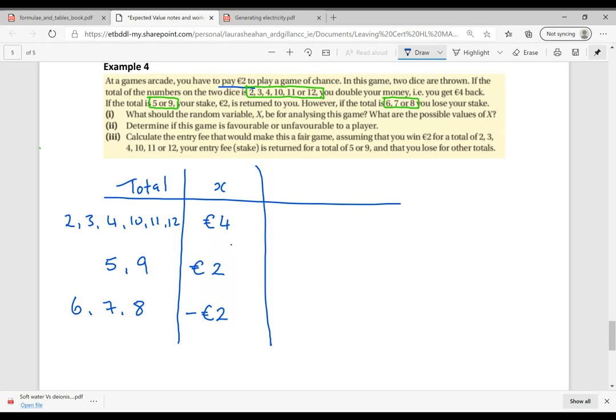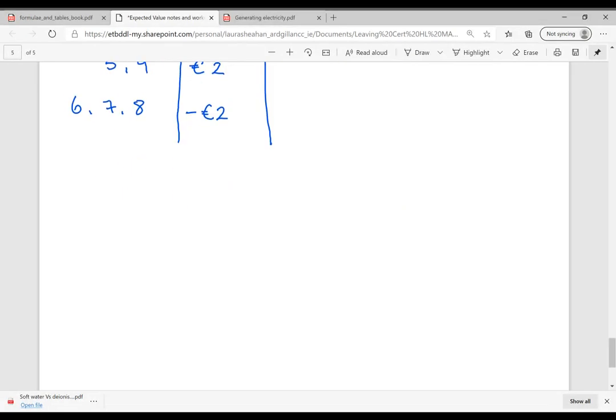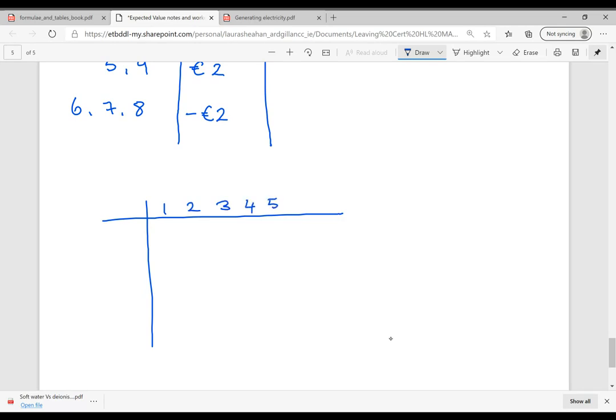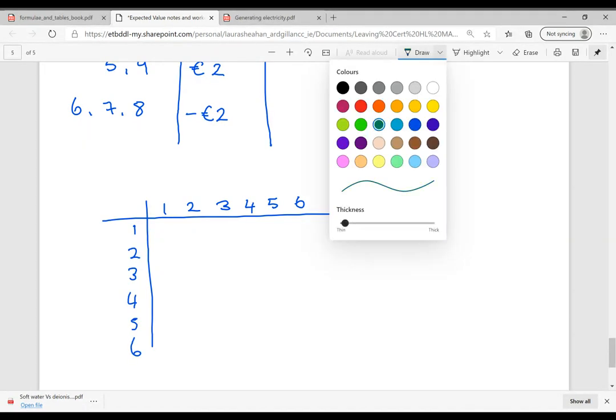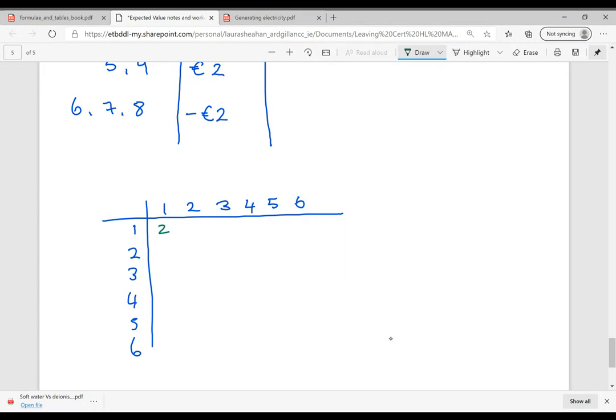Okay, so now I have to calculate my probabilities. Okay, and I'm talking about 2 dice being thrown. Okay, and I'm totaling the numbers. So 2 dice being thrown, or whatever it is, if it's 2 dice, if it's a spinner, if it's 2 things, I can always make a two-way table. Okay, so again, I've got 1, 2, 3, 4, 5, 6, and filling out my two-way table. So I've got 1 and 1 is 2, 1 and 2 is 3, 4, 2 and 1 is 3.